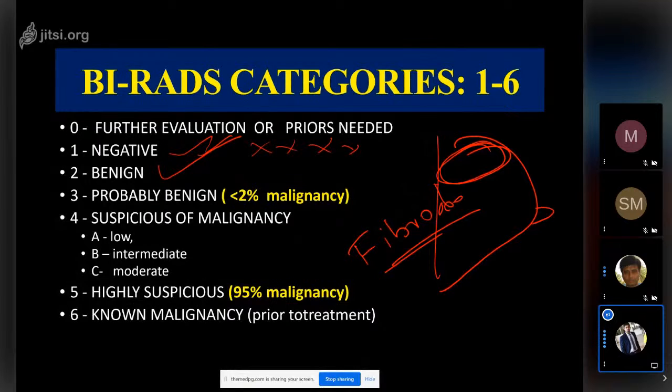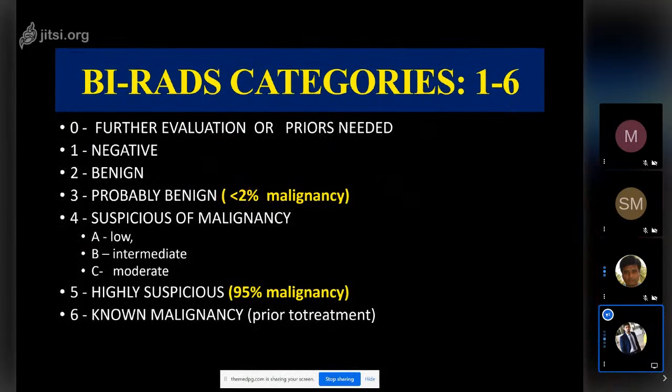But when do I say it is probable malignancy? If there is even a small feature which may make you think that it is malignancy, then we give a probably benign. When do I say suspicious of malignancy? When the chances are very high, like it is looking more like a malignancy, less like a benign, then I give suspicious of malignancy. Highly suspicious of malignancy we give when there are no signs supporting a benign lesion.